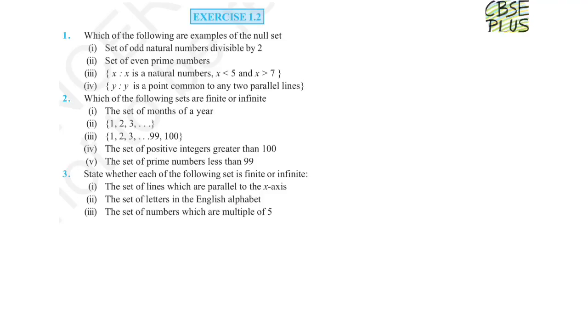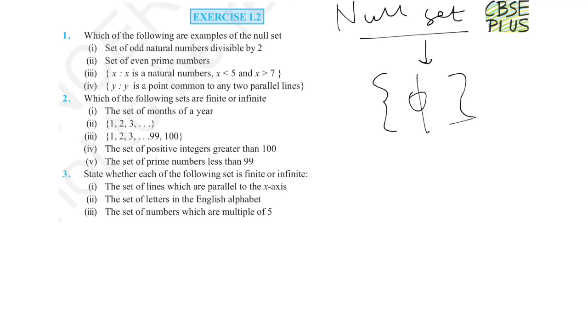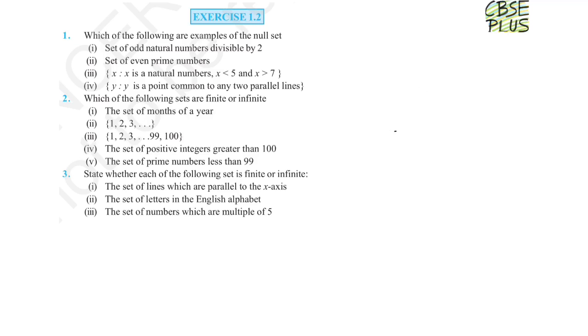We are starting exercise 1.2. Okay, the first question is, which of the following are examples of null set? So we have to first understand what is a null set. A null set is nothing but a set with only one element, only one member, which is phi. So there is no other element other than phi in a null set. Alright, so we have to find out of the given options which all are null sets.